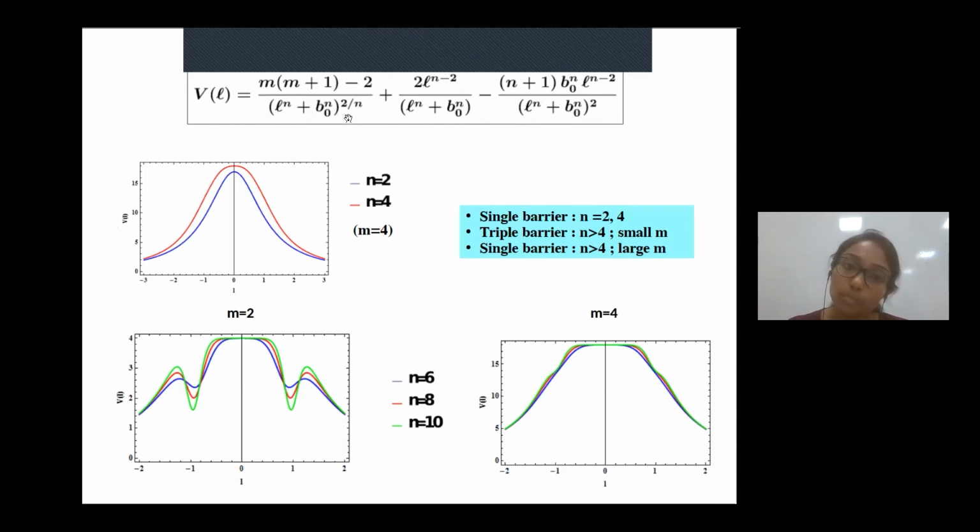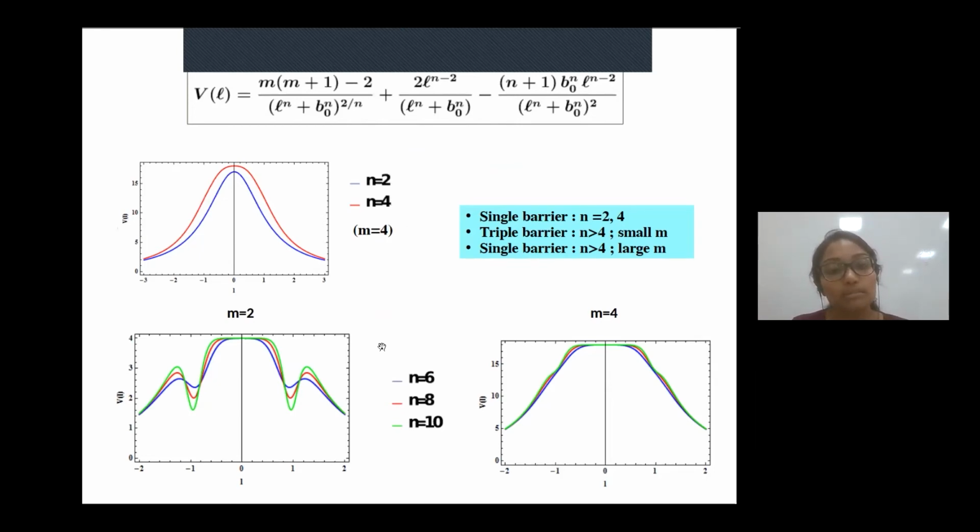If we again plot this potential in terms of L, we get a single barrier for n equal to 2 and 4. You can contrast this with the scalar case, where we had a single barrier potential only for the n equal to 2 case. But here we get a single barrier both for n equal to 2 and 4.